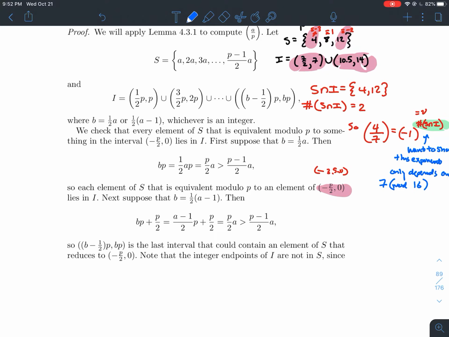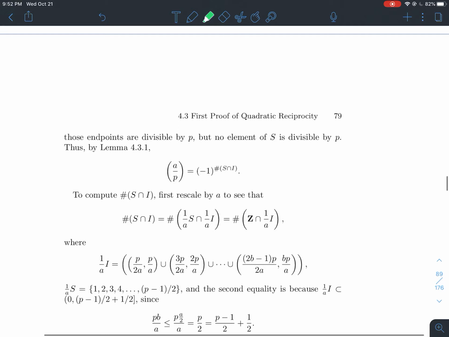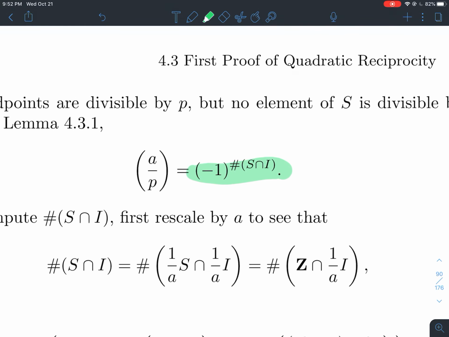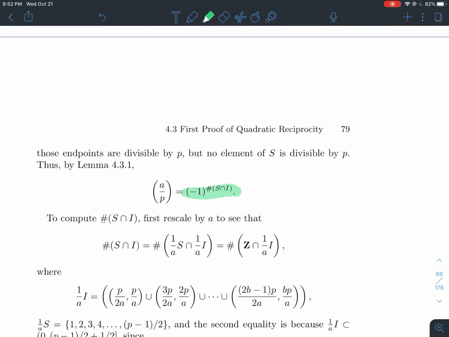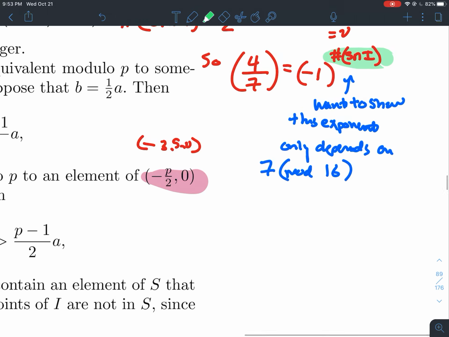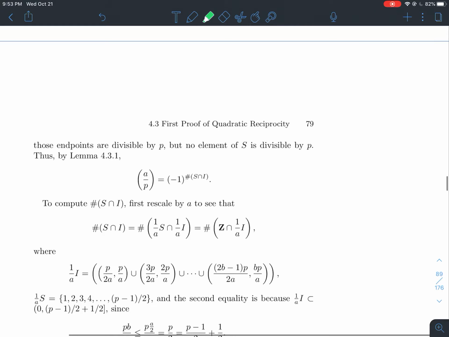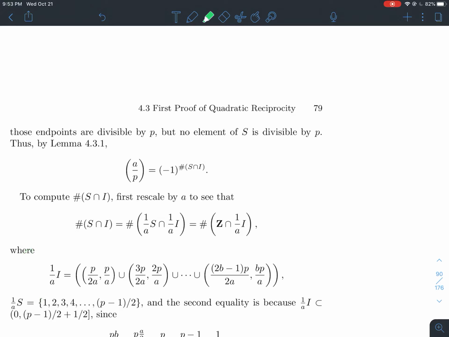Okay, and so let's see, where are we at here? We are here as far as the proof goes. So the Legendre symbol of A over P is -1 to how many things are in S intersect I. And we're just demonstrating that with an example. And now what we're going to try to do is compute the number of things that are in S intersect I. I already know that it's 2, but I want to show you again in blue why that only depends on 7 mod 16. So that's where the rest of this is going to go. And I'm going to do that off to the side, and it's going to follow what's going on here as well. So if we do that, what are we going to make?